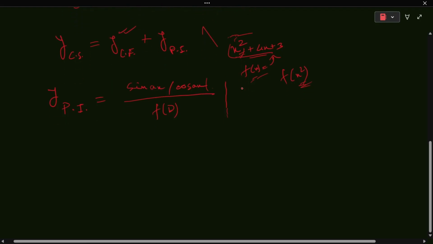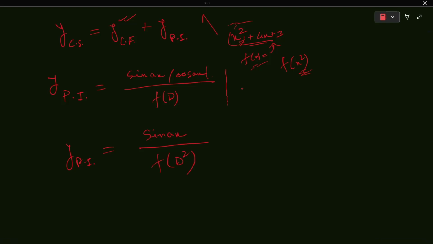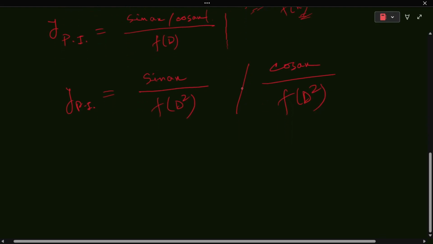So for that purpose, in solving this type of particular integral where we have sine functions, we write this function as f of d square. Now the question arises, if y p is equal to sine x by f of d square or cos x by f of d square, then how will we solve that type of inhomogeneous differential equation? For the case when we have trigonometric sine and cosine functions, now we will learn how to solve it.